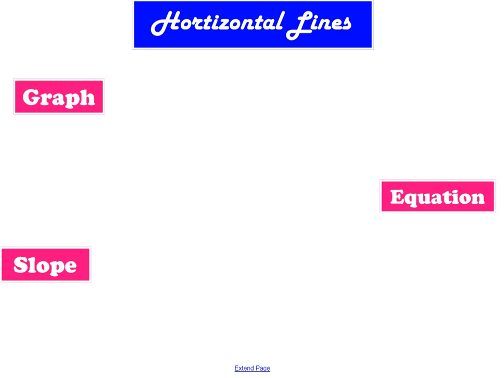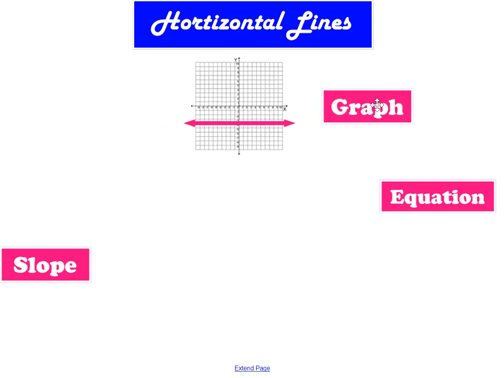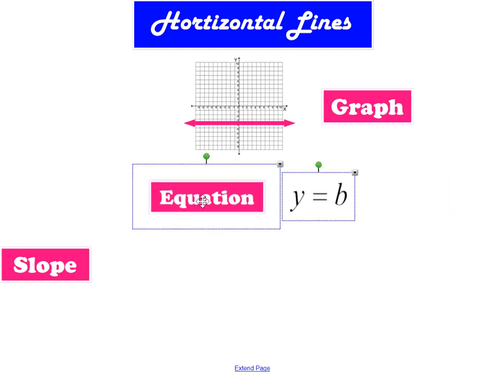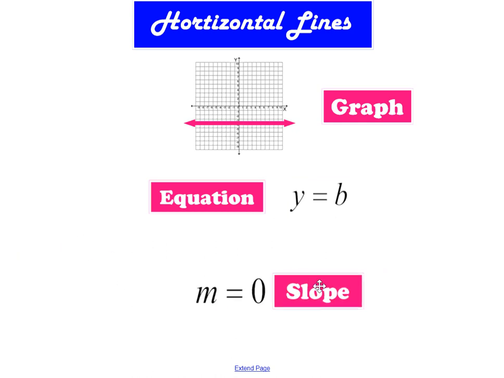There's some information that I have to give to you right now, and that will help us on the rest of our notes here. So the graph of a horizontal line always looks like a flat line. The equation of a horizontal line is always going to be y equals some number. The slope of a horizontal line is always going to be 0.